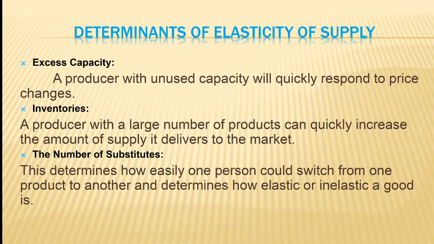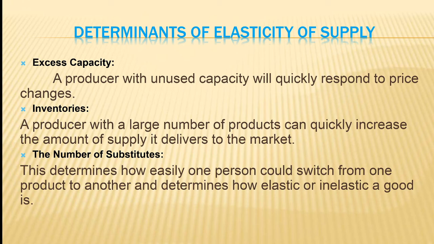And excess capacity. If you look at most of our automobile companies in Tamil Nadu, the car manufacturers have a very good capacity to manufacture, and the quantity of cars can be increased. But why are they not increasing? Because the demand is less. That is the excess capacity they have. A producer with unused capacity will quickly respond to price changes. That is a problem, because with excess capacity manufacturing the demand will not be there and you will automatically have to alter the price.